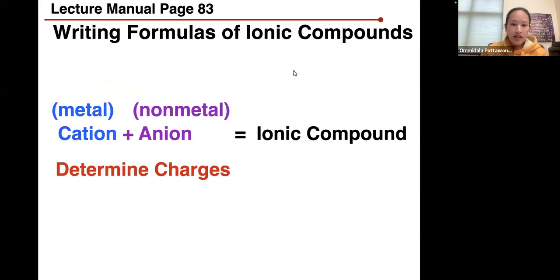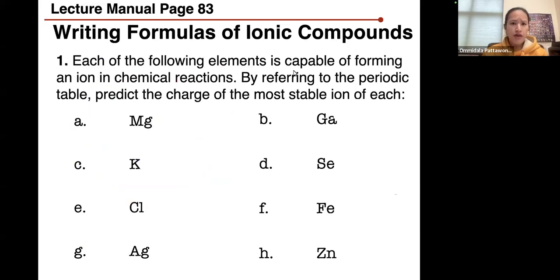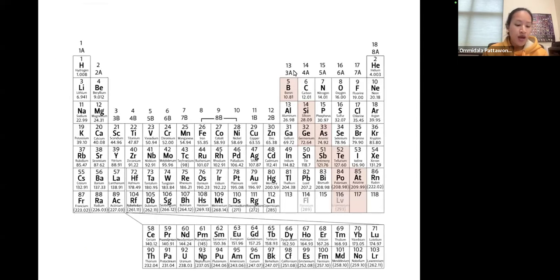Next, before we move into practicing how to write out the chemical formula, we will need to determine the charges. This is part of chapter 4.3, if you want to recall that. In chapter 4.3, we can determine the charges of the elements based on their location on the periodic table. For example, if you're looking at group 1 right here, this group would have a positive 1 charge.